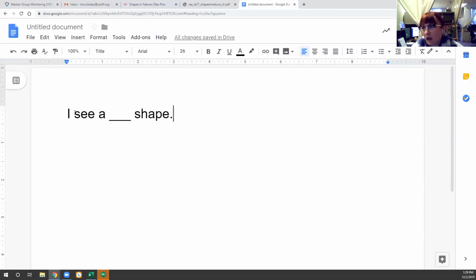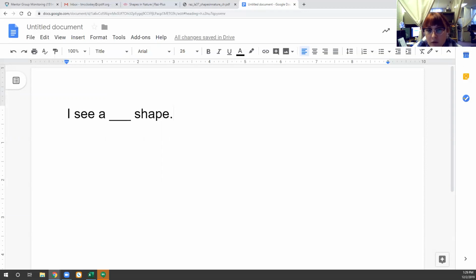So it might be, I see a round shape. I see a heart shape. We will practice that. So go ahead and practice saying that. I'll say it, then you say it. I see a shape. Let's say it together. I see a shape. Now you say it. All right, good job, friends. Now, we're going to see these words throughout the book.